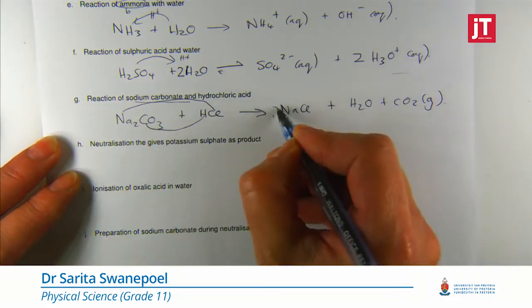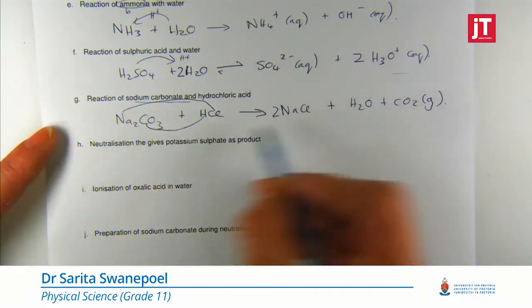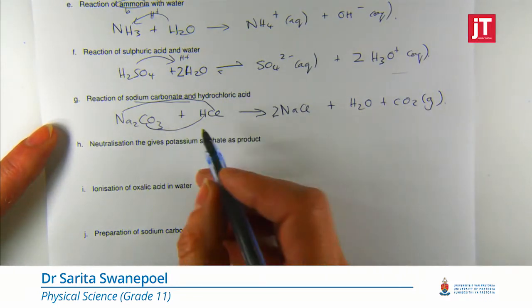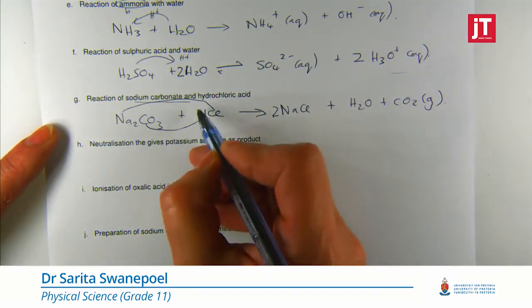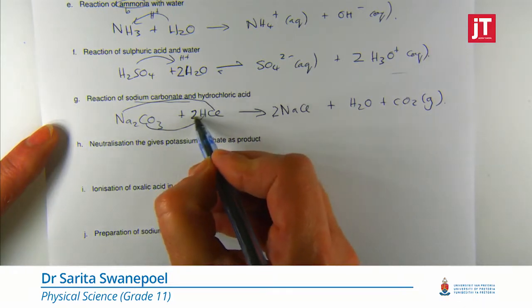And then you have to balance. 2 sodiums on this side, we need 2 sodiums on that side, 1 carbon, 3 oxygen, right? 3 oxygen, 1 chloride, 2 chlorides. Okay, so we need another one there. So it's only that 2.